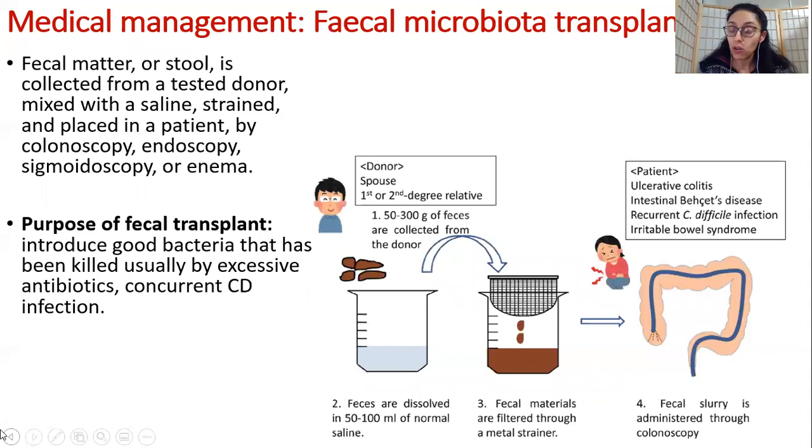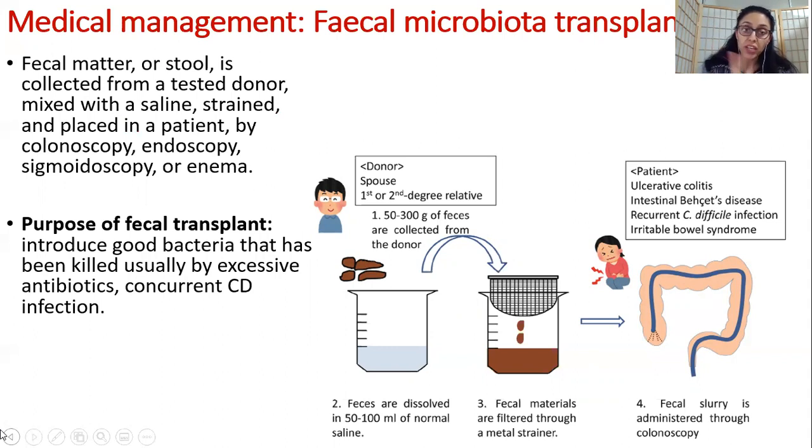So who doesn't have any sort of disease, and they are generally your own spouse or, say, a first or second degree relative like parents or brother or sister. Okay. So I'll just say in very, very simple terms, guys, so it will be easy for you to understand. Their poop is collected.